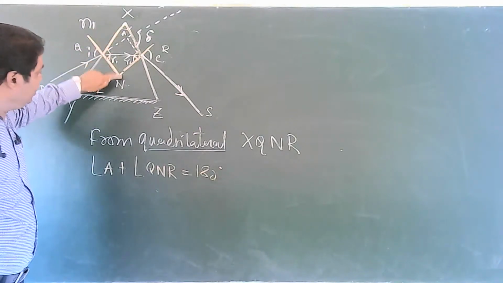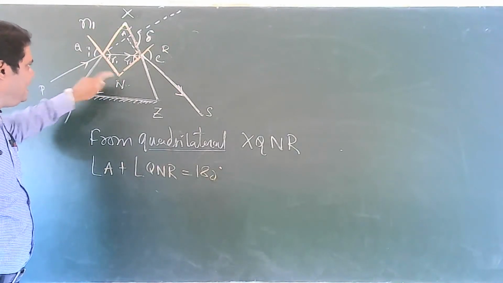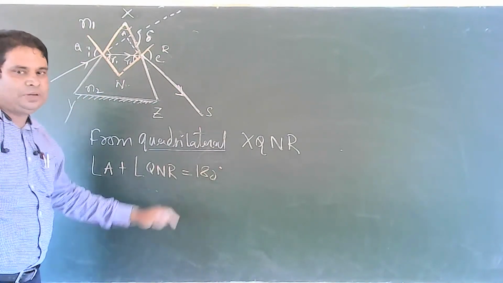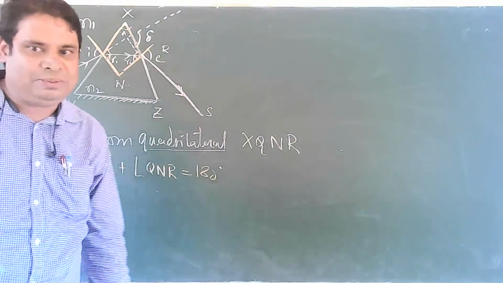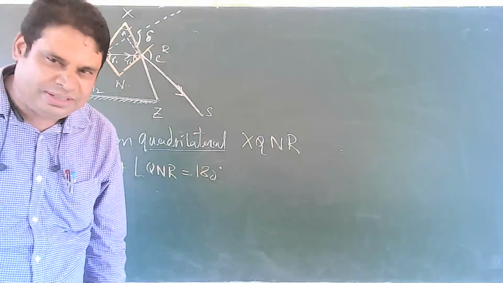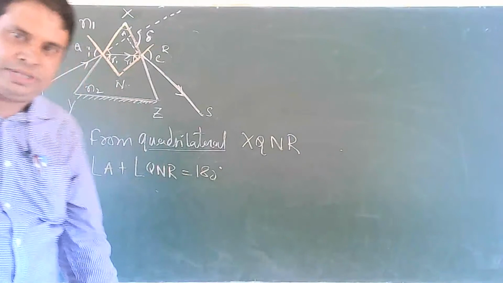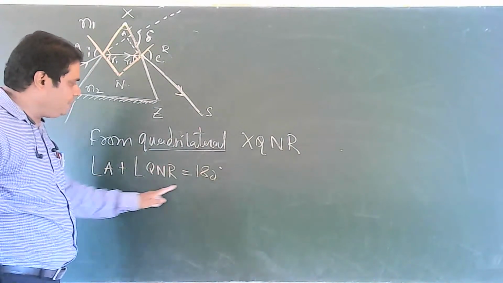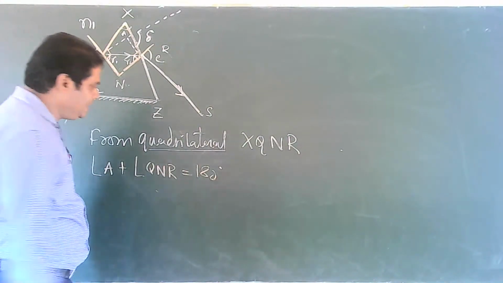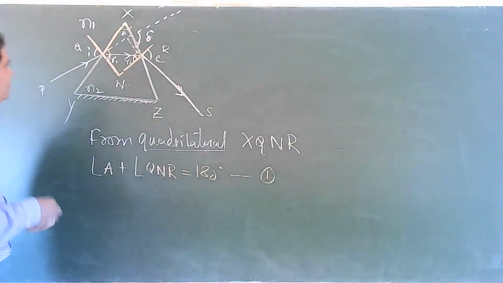Now, if you add these two opposite angles, angle A plus angle N must be equal to 180 degree. Hope you understood. Very easy. Don't get confused. No confusion, right? So angle A plus angle N is equal to 180 degree. So equation 1.